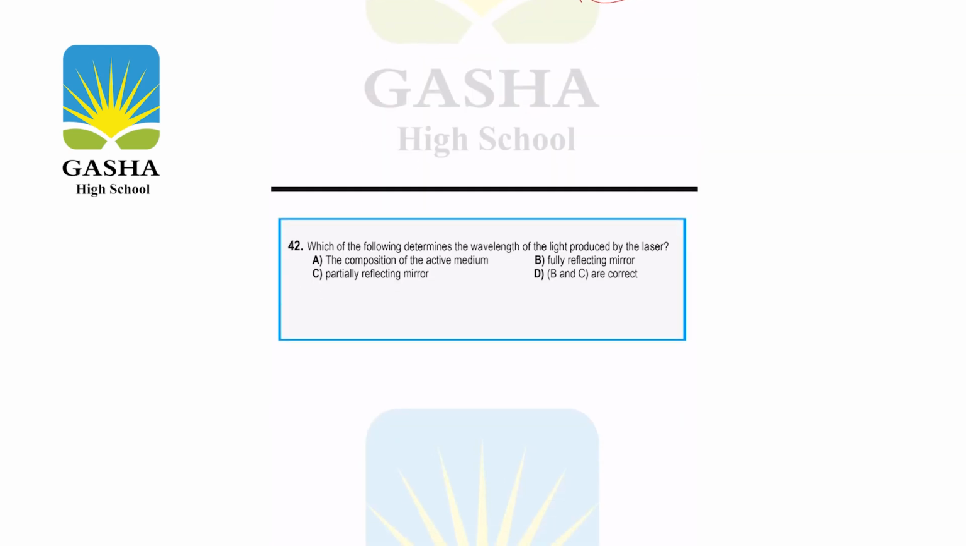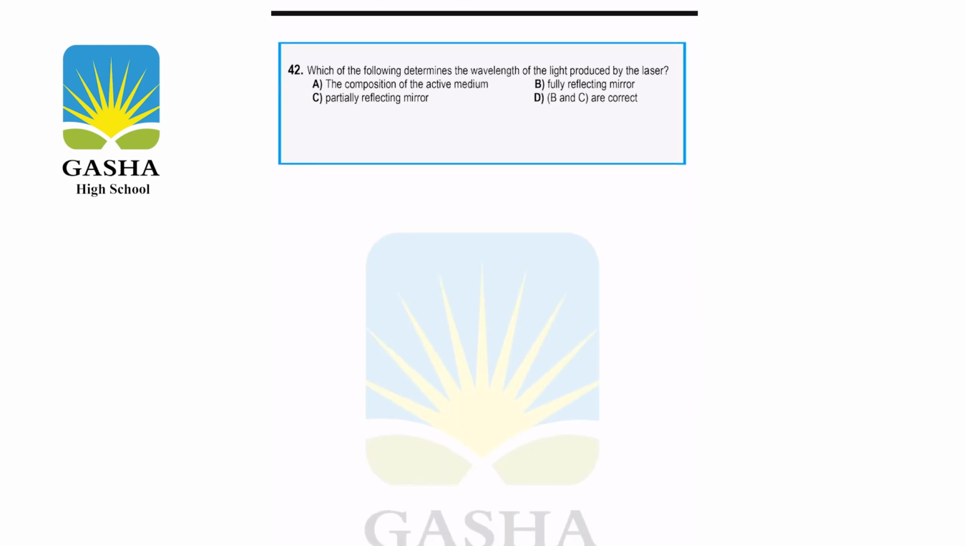Question 42. Which of the following determines the wavelength of light produced by a laser? The first one says the composition of the active medium. B, fully reflected mirror and partially reflected mirror.